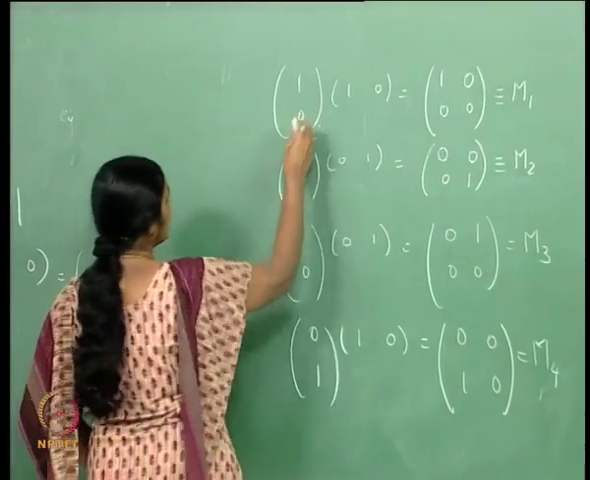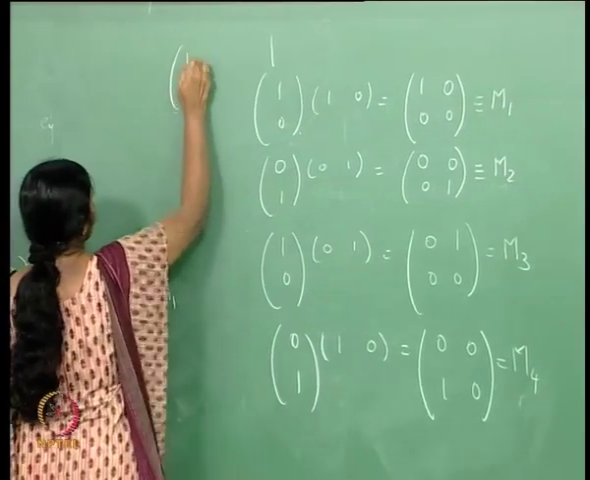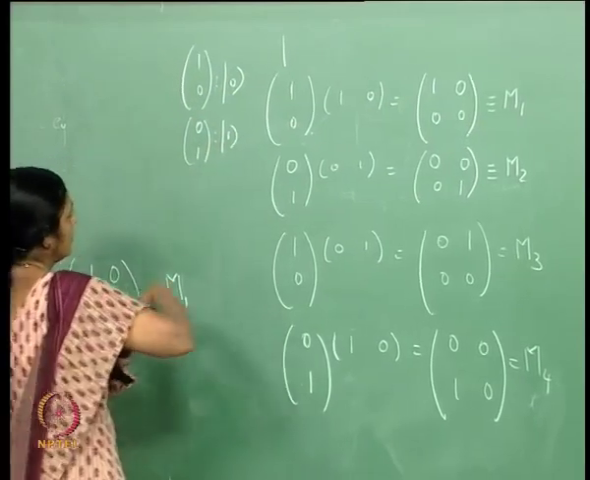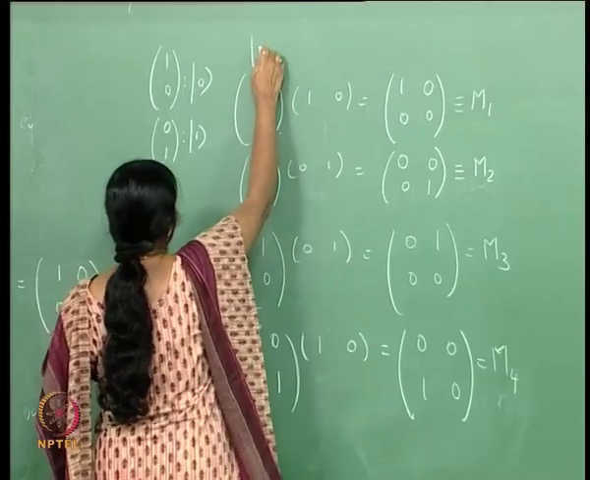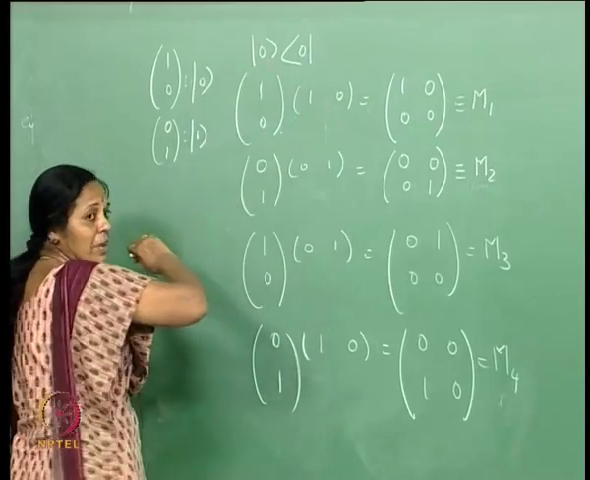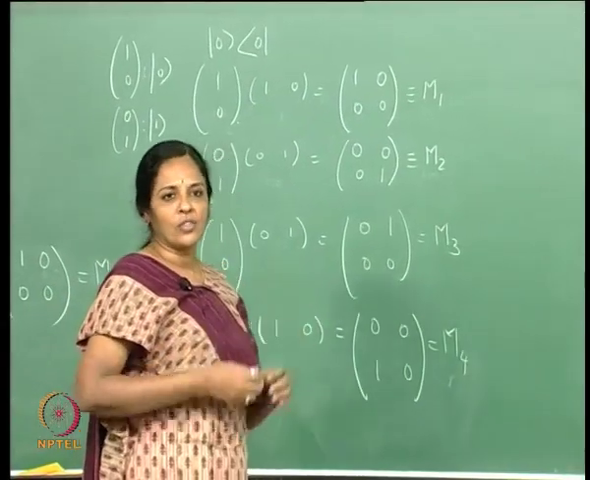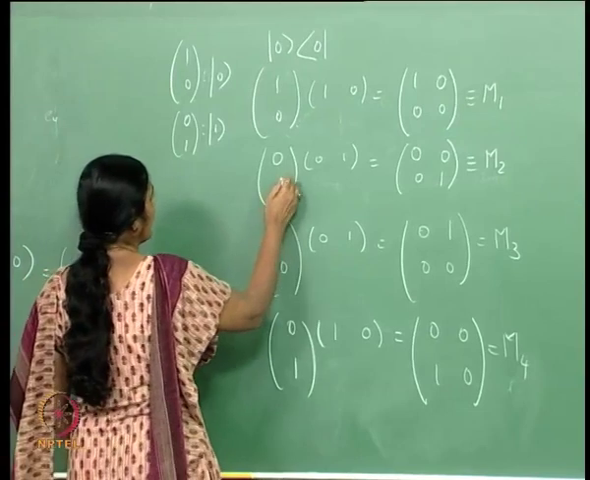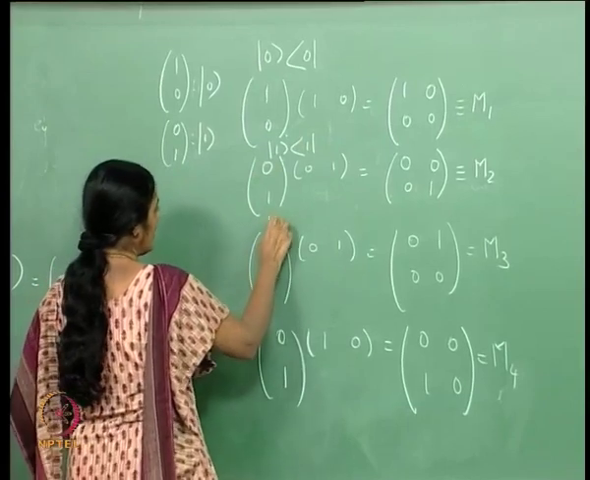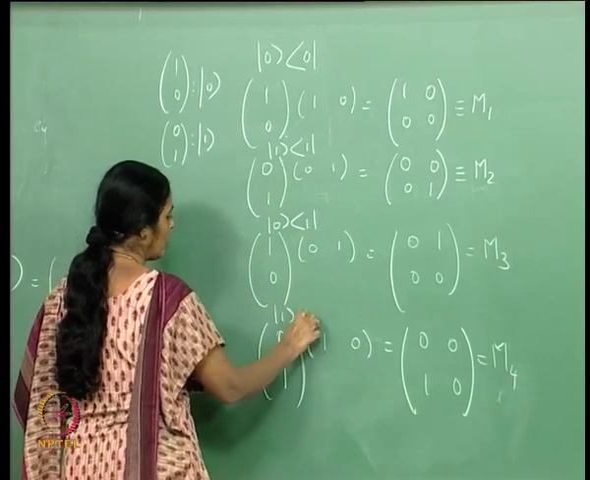In the Dirac notation, this 1, 0 in my notation was ket 0, and 0, 1 was ket 1. So this is ket 0, and that is bra 0. So this is the operator or the matrix M1. I'm using the words matrix and operator interchangeably because I can represent operators by matrices. And this is a 0, 1, and that's another 0, 1. This is a 1, 0 with a 0, 1, and this is a 0, 1 with a 1, 0.